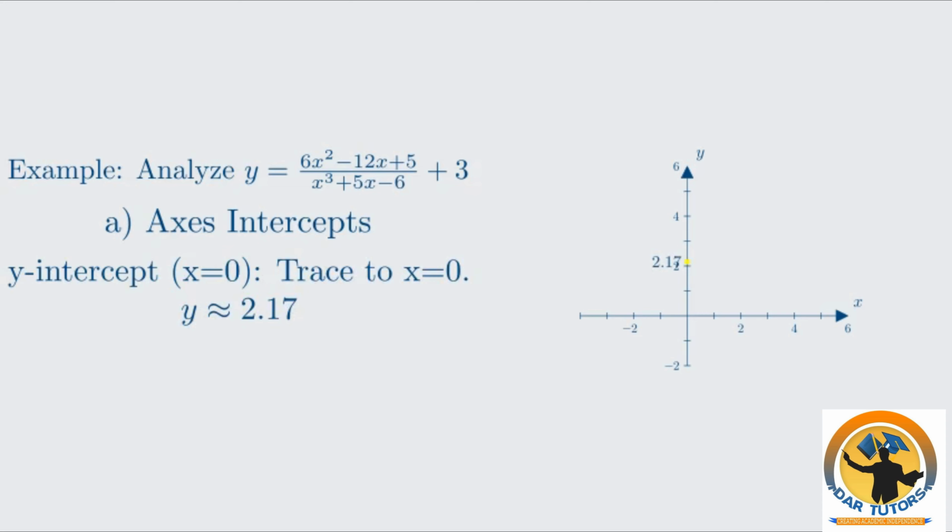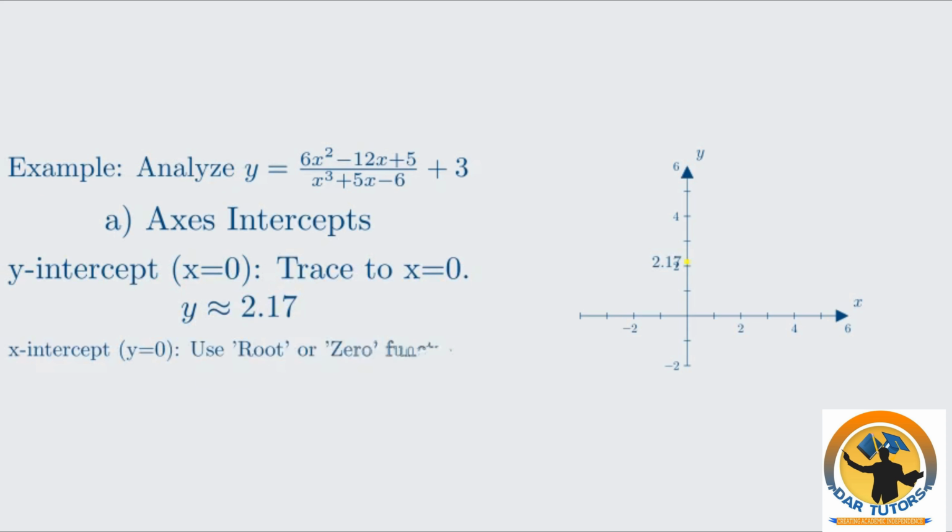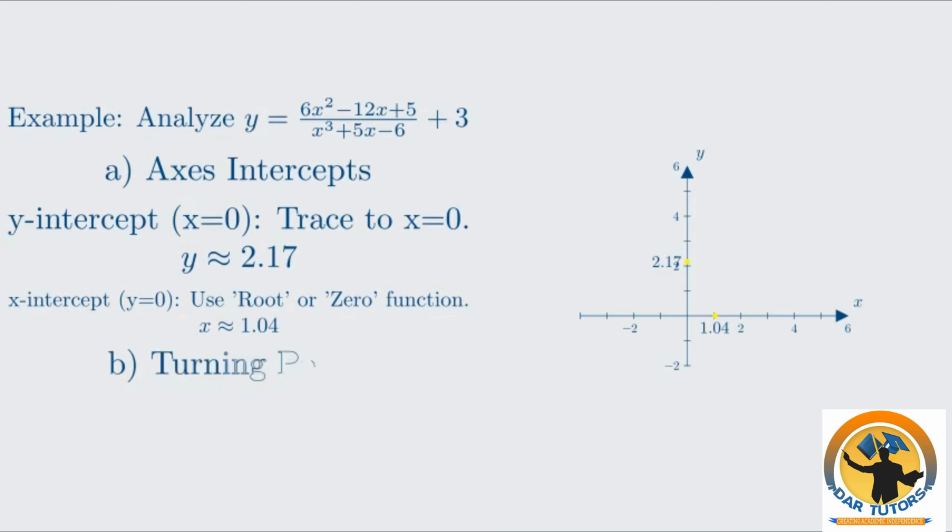The x-intercept occurs when y equals 0. We can use the calculator's root or 0 function. The calculator shows a root at x is approximately 1.04, so the x-intercept is at 1.040.